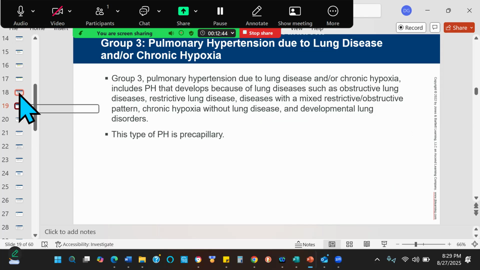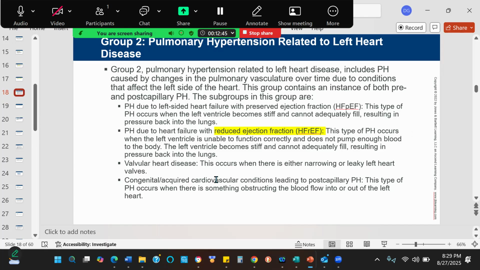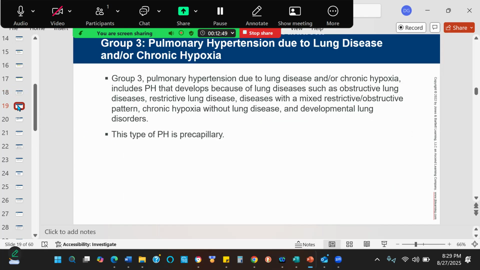I've skipped a slide, and I'm sorry, I'm going back here. The basic problem is that the left heart is failing. There's the slide that I wanted to get.